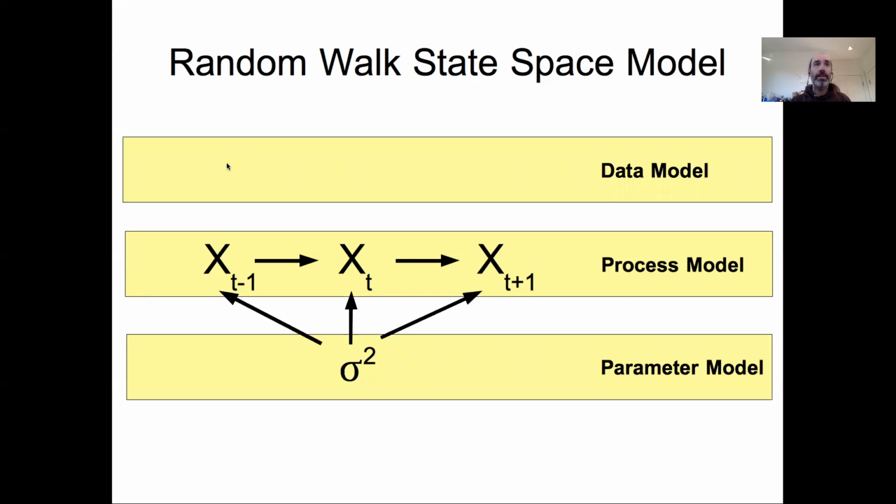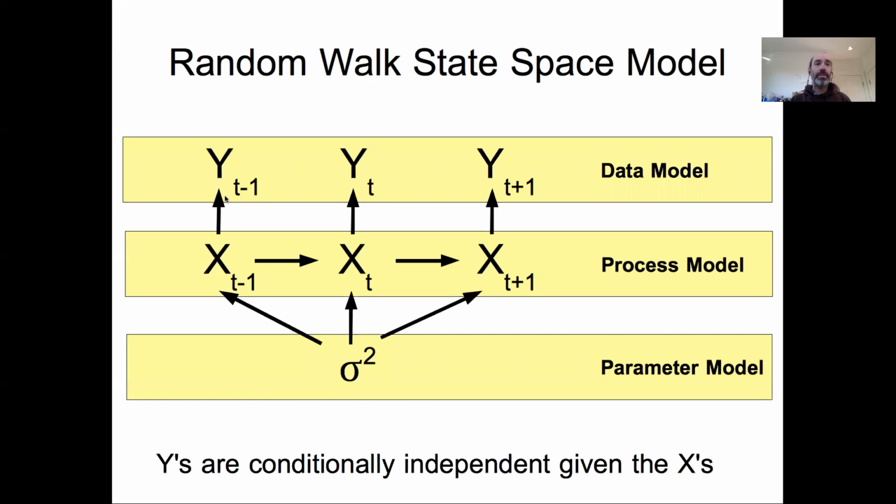Then we have our data model, where we have these Y's, and Y's are observed through time. And then we have a connection between the X's and the Y's, which is the observation process, our observation model. And for the time being, for a start, I'll just assume that the only thing relating those things is an observation error. So, for example, just an observation variance. We'll call that tau squared. That applies to the relationship between each of these X's and Y's.